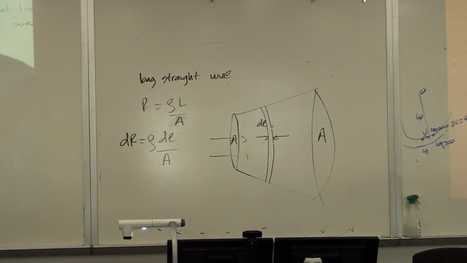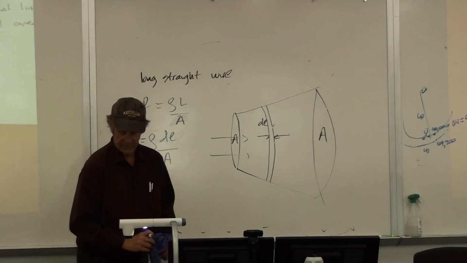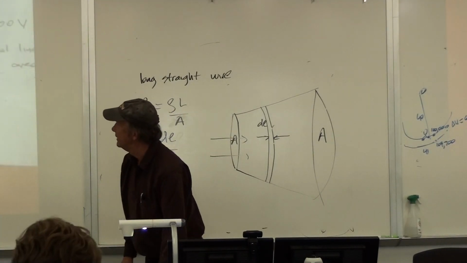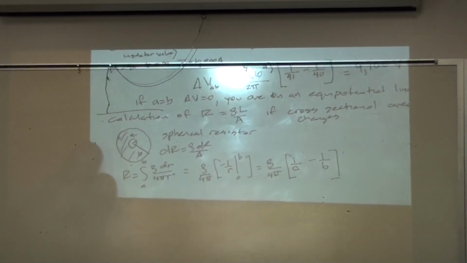Okay. And so we'll look at this example in a second. That's the one I have on the next page. But let's do this first for a spherical resistor.